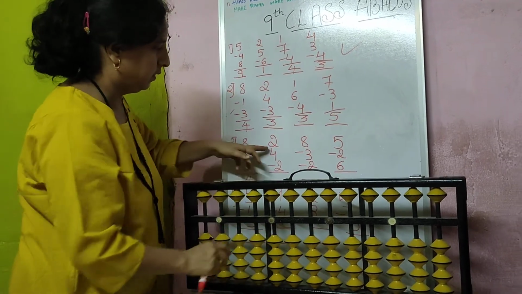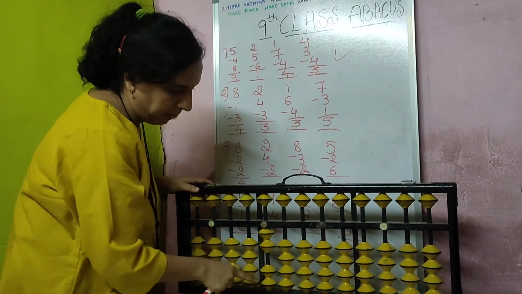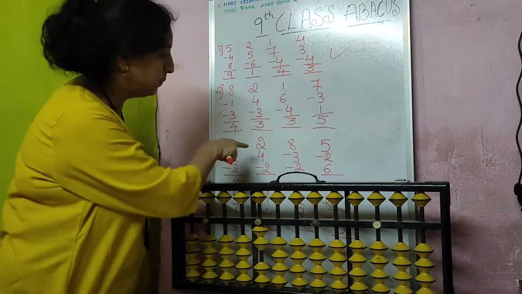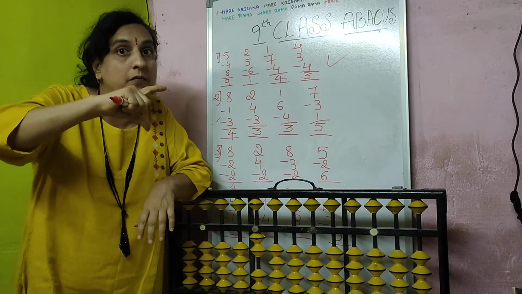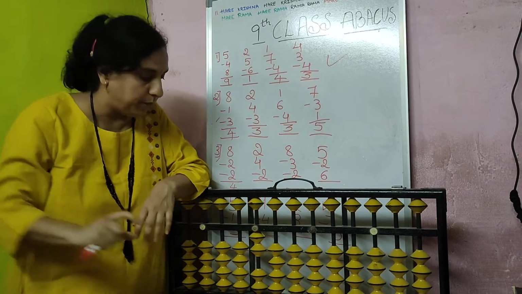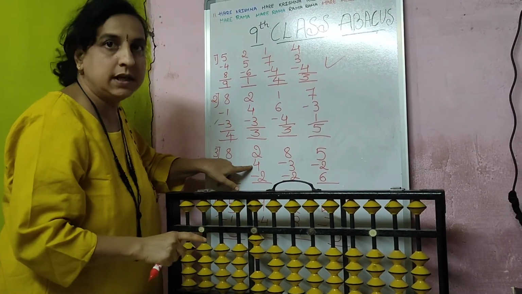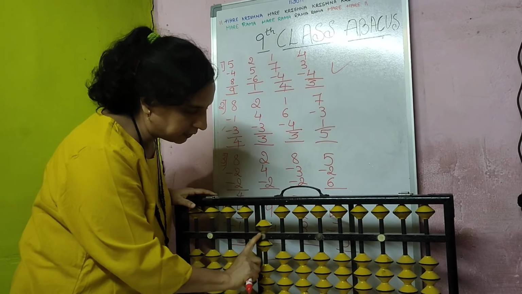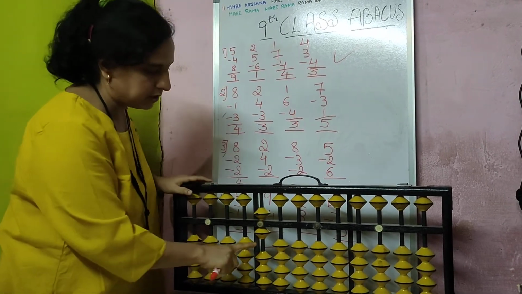Now next. 2, 4 minus 2. 2, 4 I cannot do directly. That is plus 4. Plus 4 means hand movement will come from up to down. But we have to use its friend. Plus 5 minus 1. Then minus 2. Last number is minus 2.